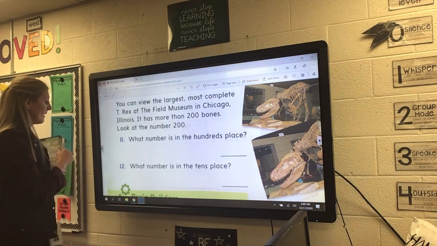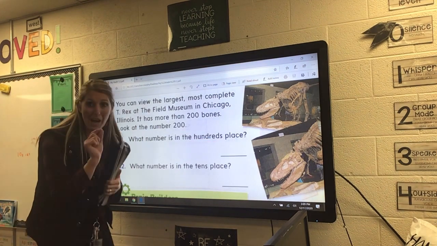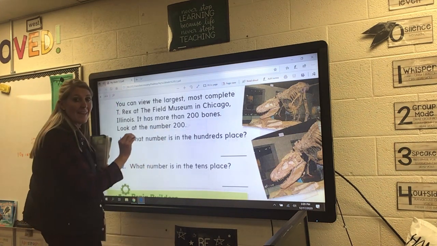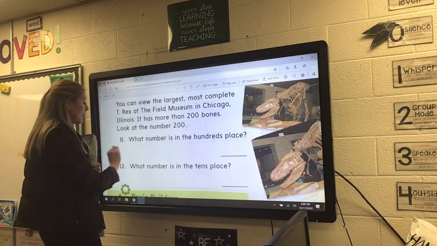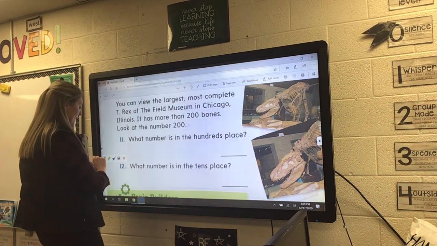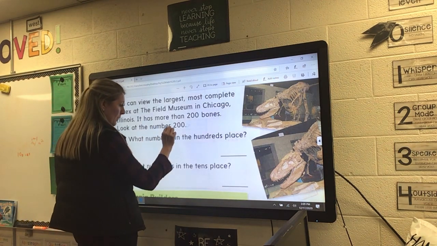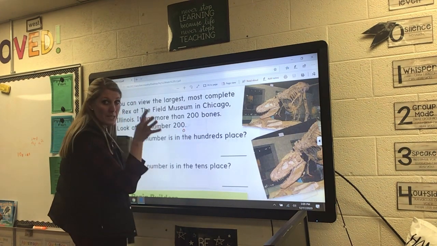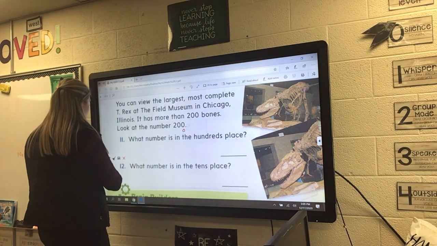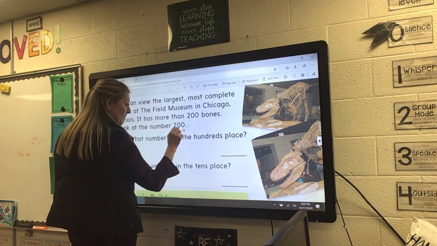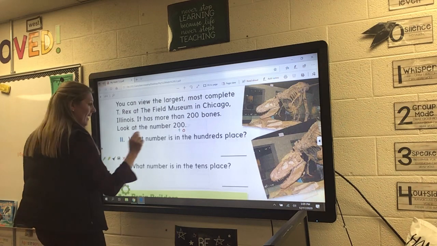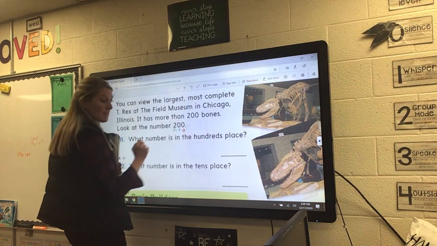So right now, let's look at this number. And I want you to write underneath each one the first letter to represent each place value. So I'm going to start over here at the ones. This first number to the right is ones. The next number is the T for tens. So O for ones, T for tens, H for hundreds.